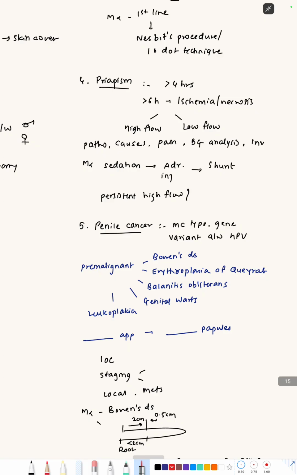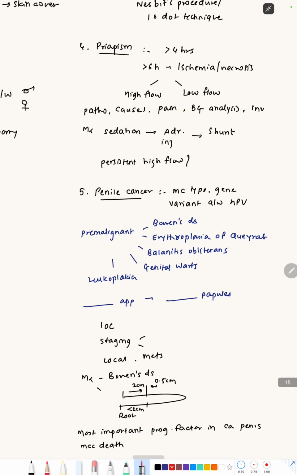Pre-malignant conditions: Bowen's disease, which involves the shaft of the penis, while erythroplasia of Queyrat involves the glans of the penis, and together they lead to an appearance called a sunburn appearance, and reddish colored papules are seen on the glans. Apart from that, there is balanitis xerotica obliterans that increases the chances of phimosis. Genital warts are seen because of HPV, and leukoplakia. These are all the pre-malignant conditions.